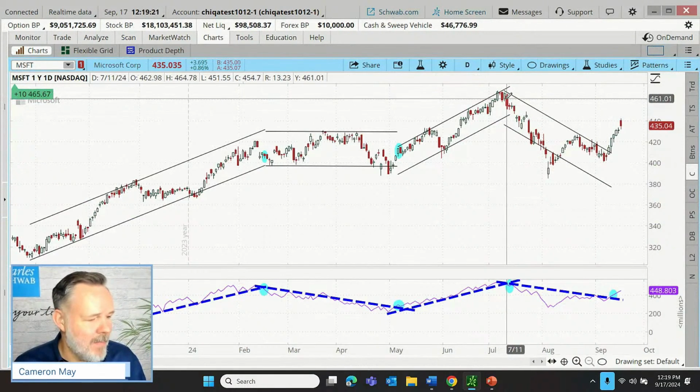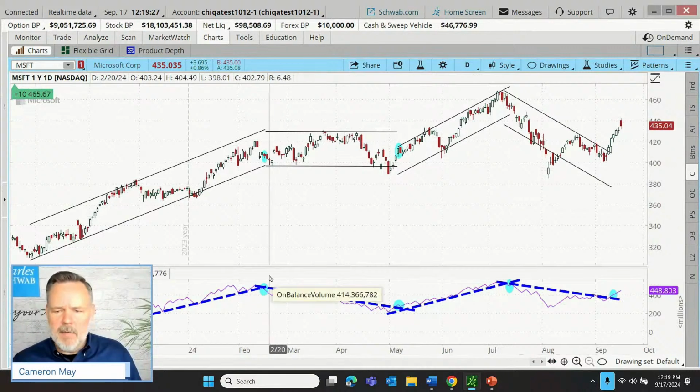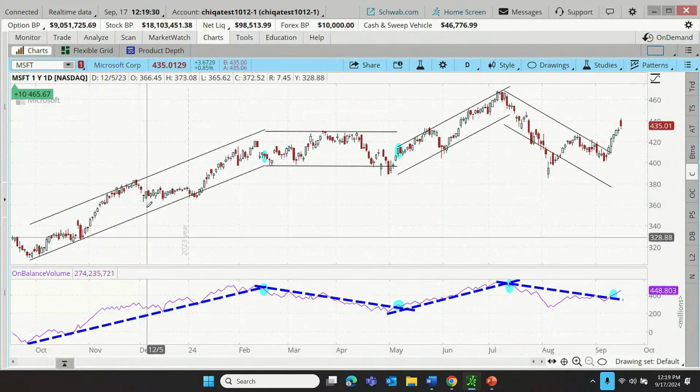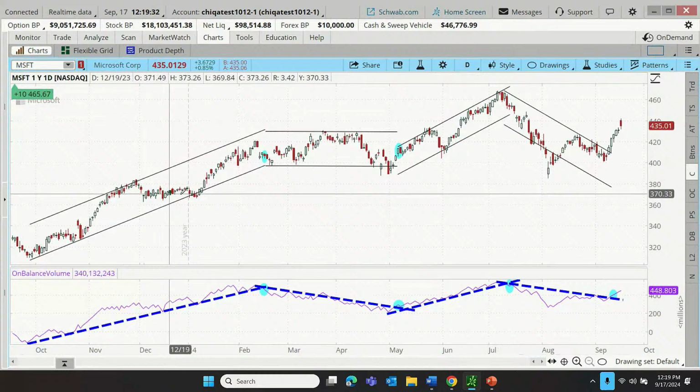Ranjit says, from December 23rd to January 24th, the stock was sideways. Can you please look at that from the OBV perspective? So December, you're talking about, oh, here? Yeah.